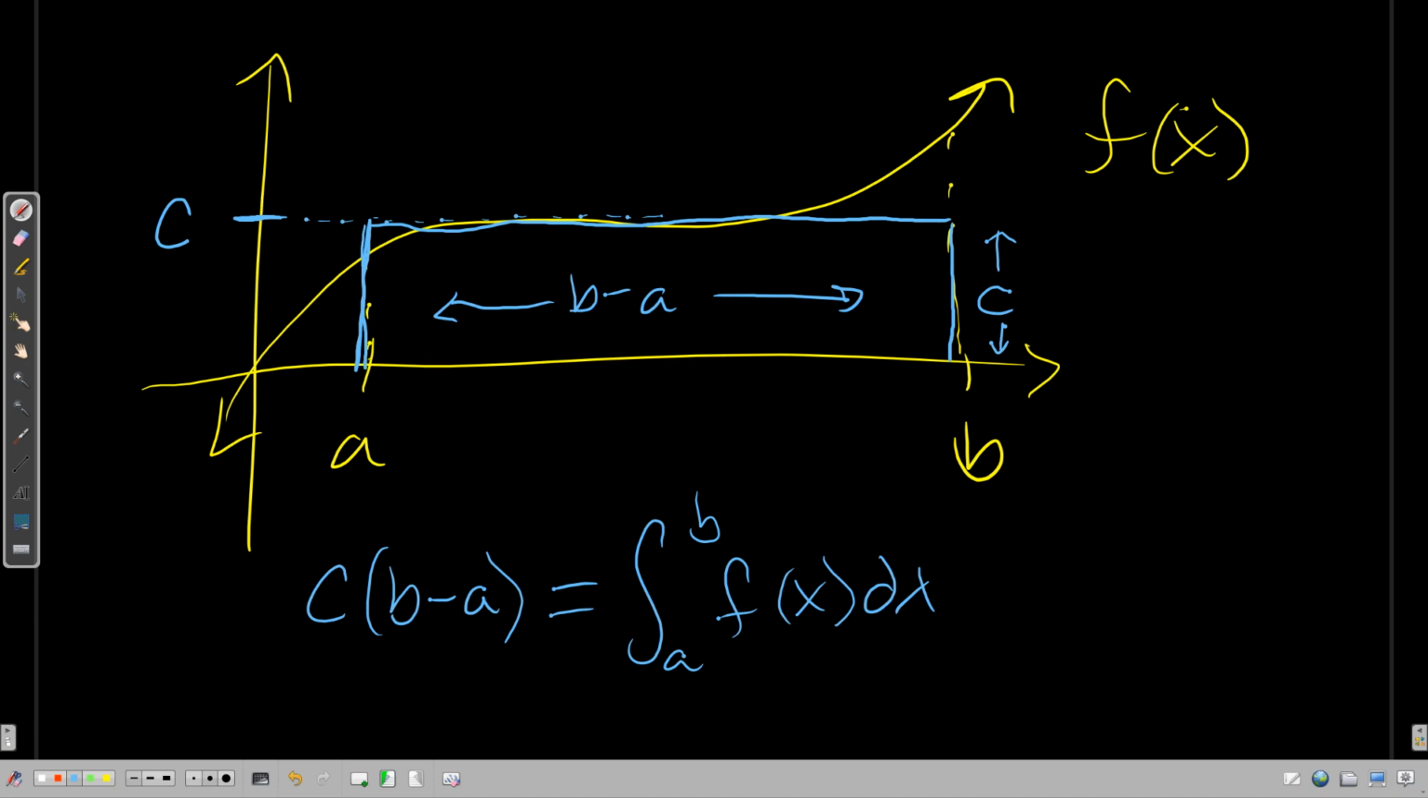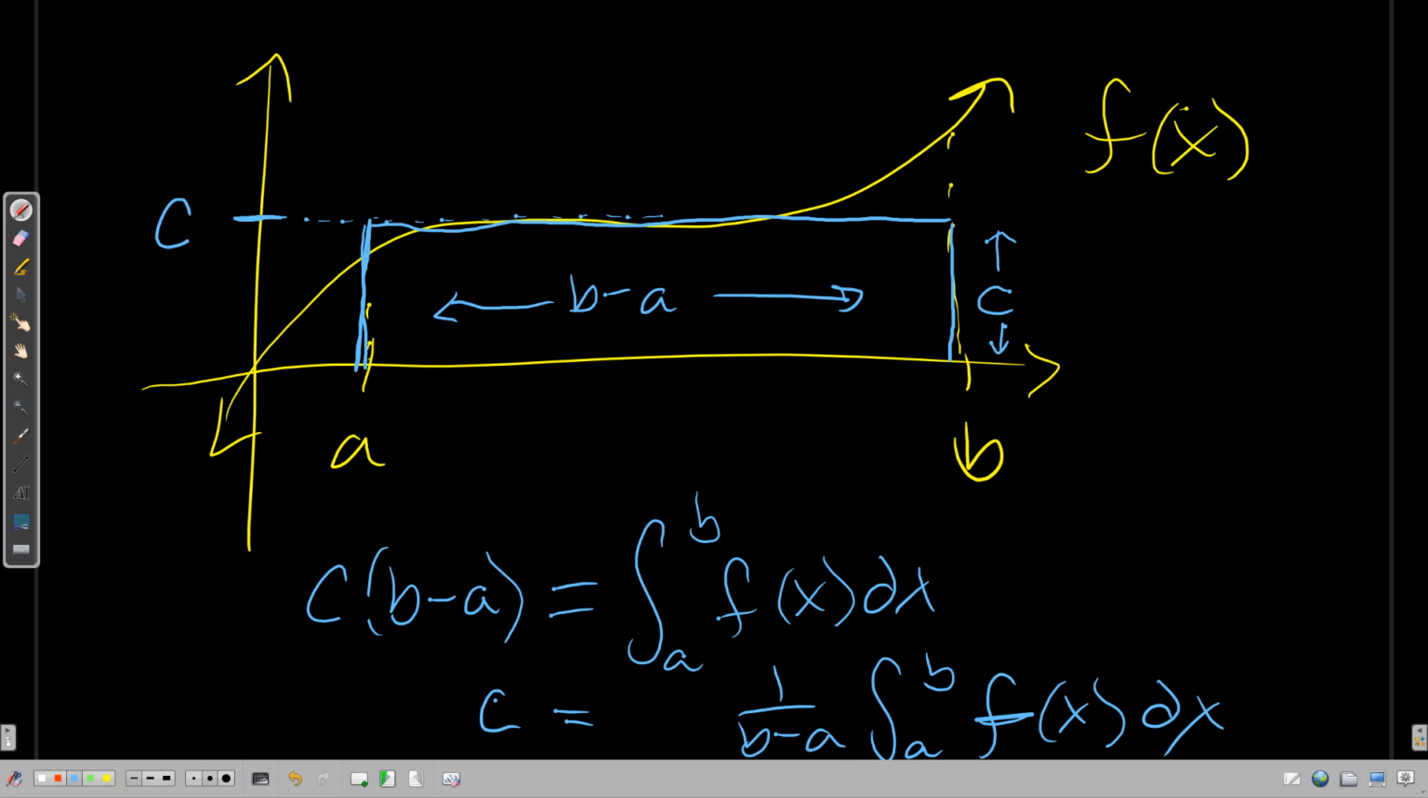Okay, then, so to find that value c, just divide both sides by b minus a. So then c would be 1 over b minus a, integral from a to b, f of x dx. And that's the average value of the function. Excuse me.